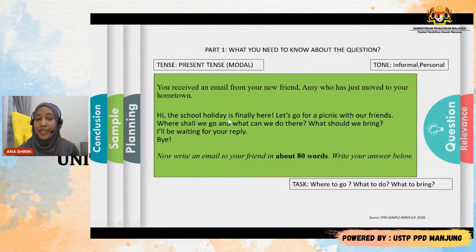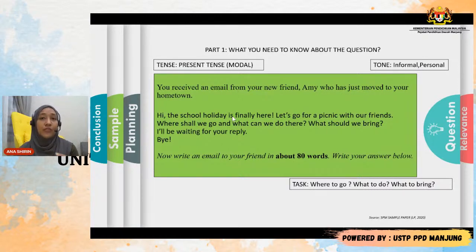Hi, the school holiday is finally here. Let's go for a picnic with our friends. Let us go for a picnic with our friends. So this is showing that it is actually in the present tense. It's something that you are going to do, perhaps in the future, but when you give the suggestion, it will be based on a situation that is happening currently, or now. So you should be using the present tense.